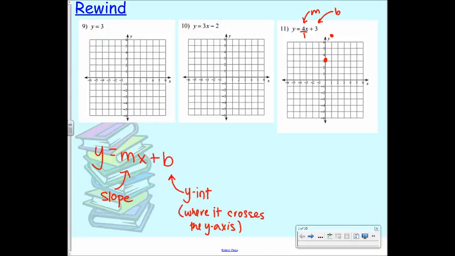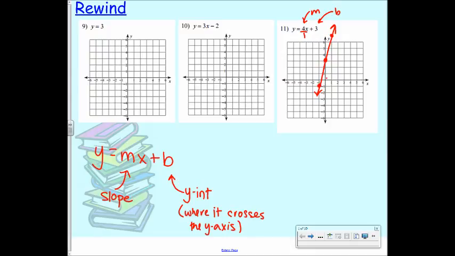If I didn't want to go up because it goes off my graph, what could I do? If I go down, which way do I have to go? Left. So I go down 4 and left 1 because that's the same thing and it's on this line. Okay? So that's how we plot y equals mx plus b. All right? So y equals mx plus b always works as long as it's in that format.